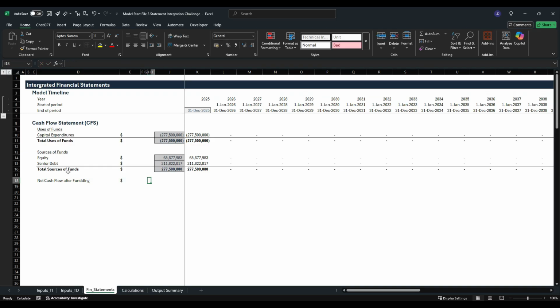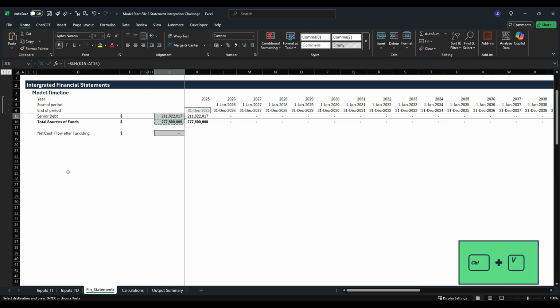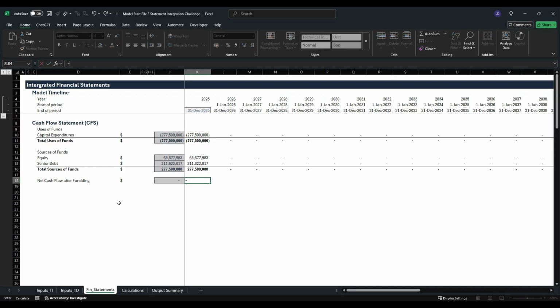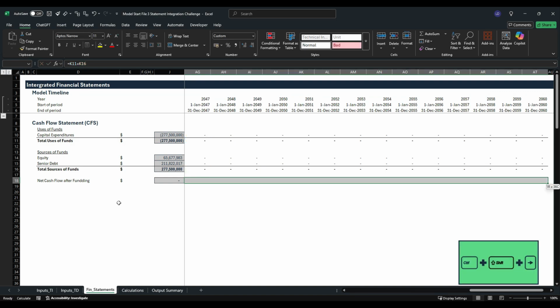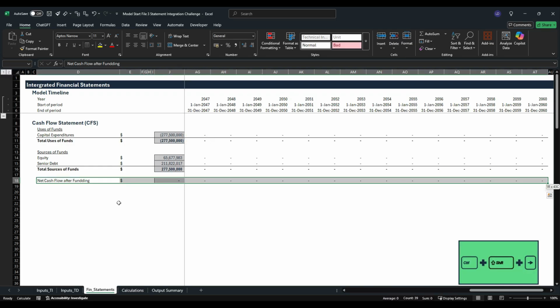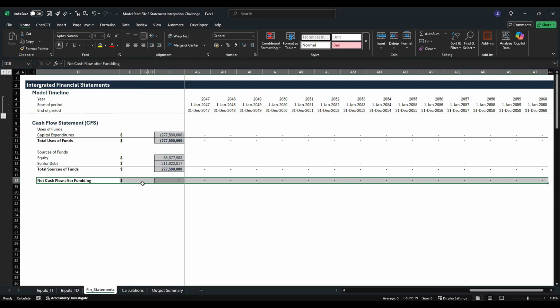Also in dollars. Let's pick up this row total here. That is going to be very simple. This is just our total uses of funds plus our total sources of funds. Drag that over, and we can mark the whole row here. Bold it, and have a top and bottom border.